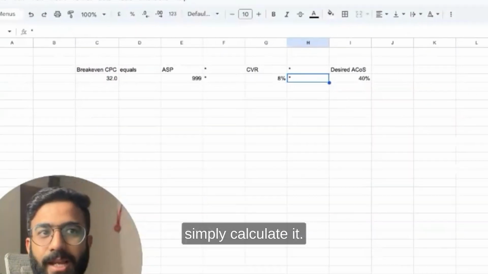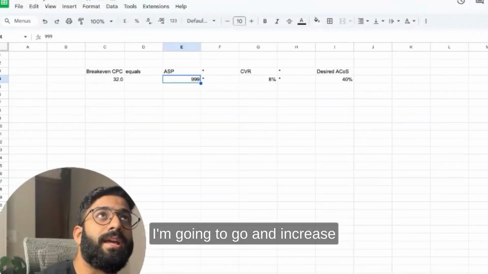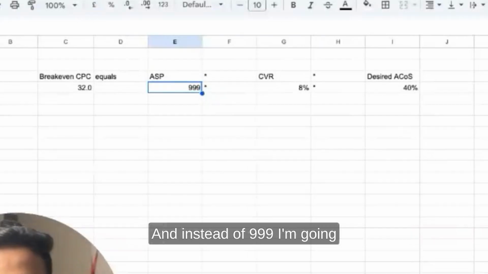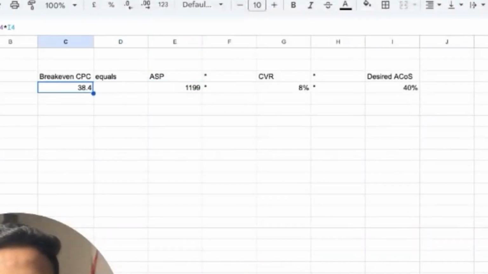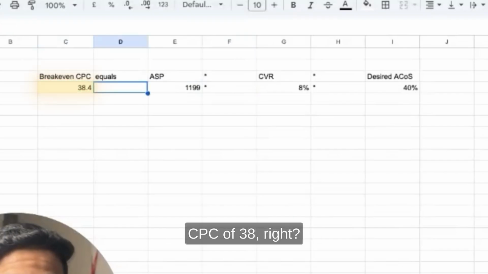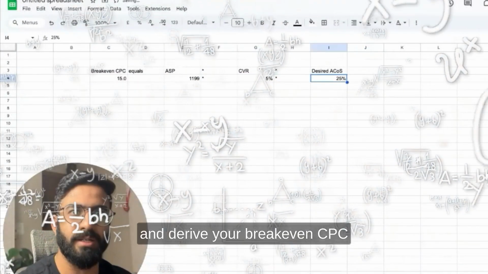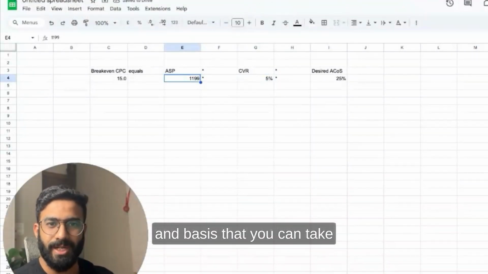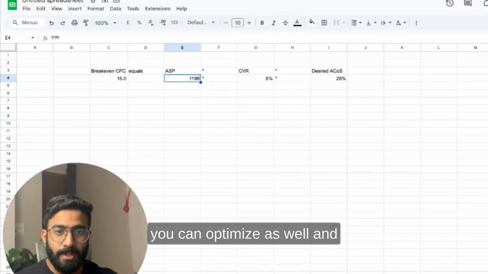I mean, this is how you simply calculate it. Now, if you feel like my product is much cheaper than the market, I'm going to increase my price and still my offer will be much better. And instead of 999, I'm going to price it at 1199. You have a break-even CPC of 38, right? So you can do any kind of permutation combination here and derive your break-even CPC, and basis that you can take decisions, plan your campaigns, and optimize as well.